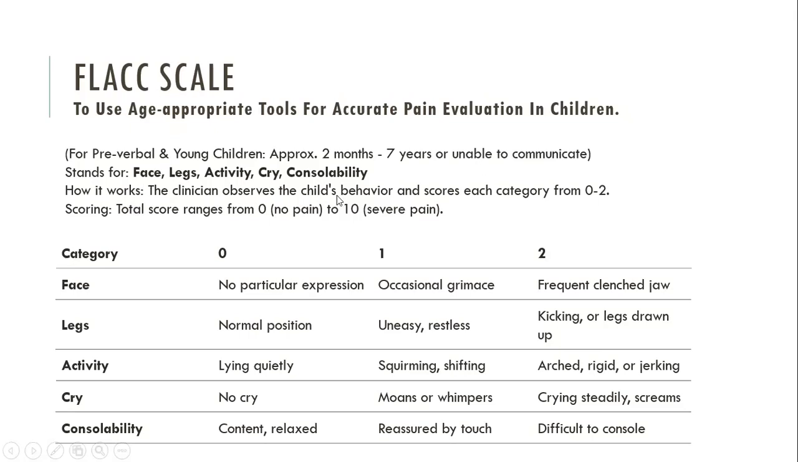So how it works: the clinician observes the child's behavior and scores each category from 0 to 2. The total score ranges from 0, meaning the patient has no pain, to 10, meaning the patient has severe pain. These are the categories, and you observe the expressions in all of them, then score accordingly. For example, for the legs, if they are in the normal position, you give a score of 0; if the legs are uneasy and restless, a score of 1; and if the patient is kicking or the legs are drawn up, a score of 2. This is how scoring is done in the FLACC scale.